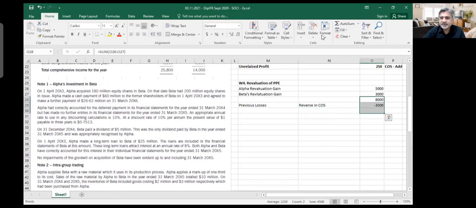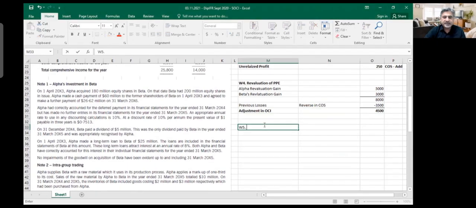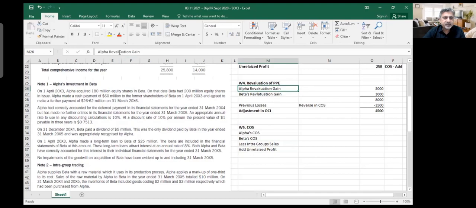And this adjustment, 4.5 million, goes to adjustment in OCI. In OCI, we will take only 4.5 million. The 3.5 million I will transfer there. Now I'm ready to calculate my working number 5, which is cost of sale. I hope there is nothing else. I would say Alpha's cost of sale plus Beta's cost of sale, less intra-group sales, add unrealized profit, and then revaluation, then reversal of impairment. That's all, nothing else.